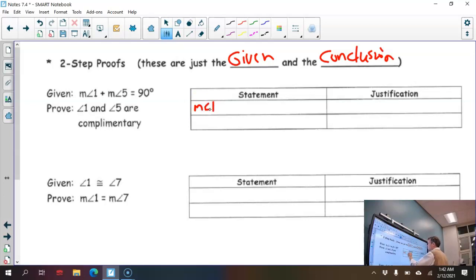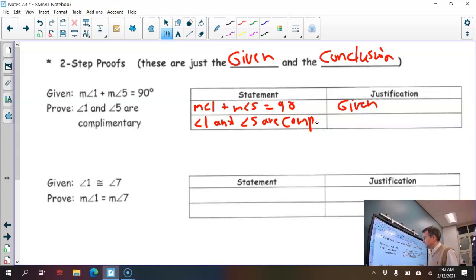First, my first statement is going to be the given information. The measure of angle 1, that's a horrible angle, isn't it? Plus the measure of angle 5 equals 90. How do I know that's true? It was given. And now I'm ready to say what I'm trying to prove. Angle 1 and angle 5 are complementary.